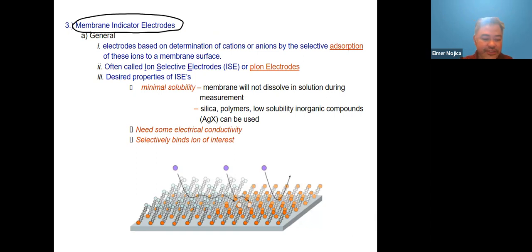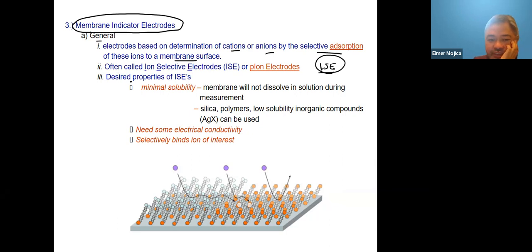So when we're talking about these membrane indicator electrodes, this is the general information that we have about them. These are electrodes based on the determination of cations or anions by selective absorption of these cations to a membrane surface. So ito yung tinatawag nating ISE, ion selective electrode. And that's what my student used this afternoon when we tried to determine fluoride in different mouthwash and toothpaste samples.